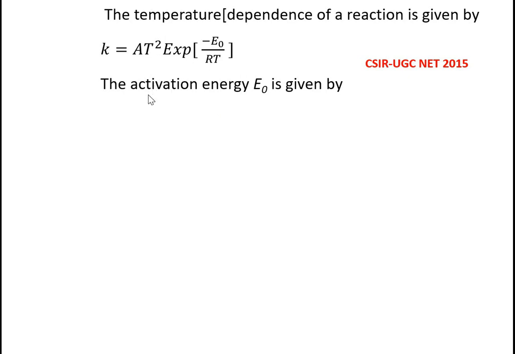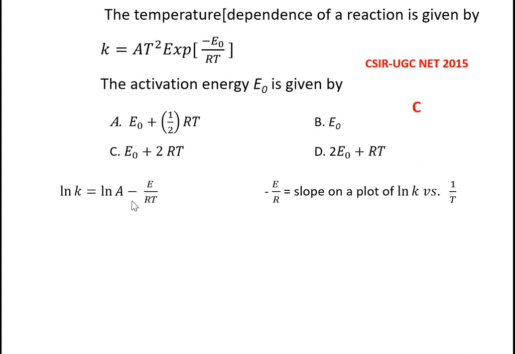square. So in that case, the activation energy E0 is given by which option? If you closely look, how do we get from this equation that minus E by R is actually the slope in a plot of ln k versus 1 by T. So ln k versus 1 by T gives you a slope of minus E by R, and from that you can get E. Now the task is that you have been given a different k expression.